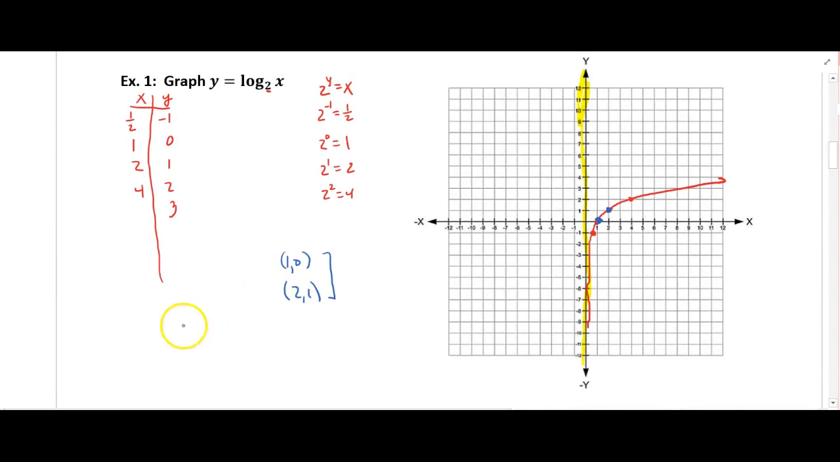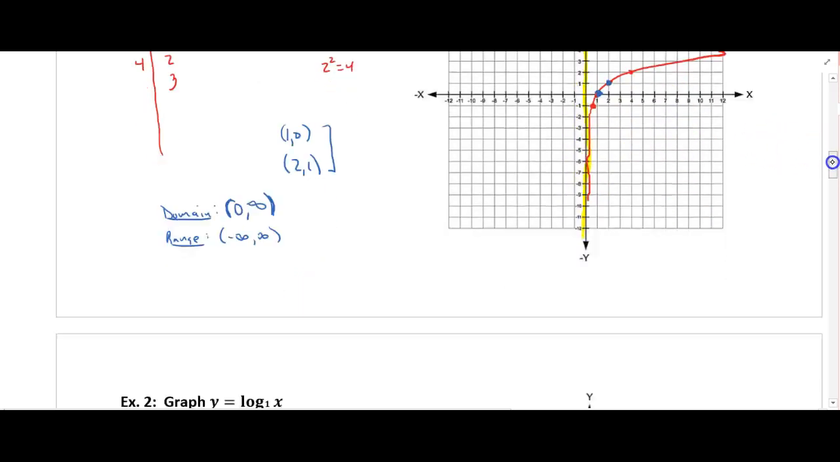So let's actually talk about the domain of these. The domain of this is going to be a round bracket on 0 and go to positive infinity, right? The reason is, can you raise 2 to some power and ever get a negative number? No. So the domain goes from 0 to infinity, and my range would end up being all real numbers, so negative infinity to infinity. Okay?